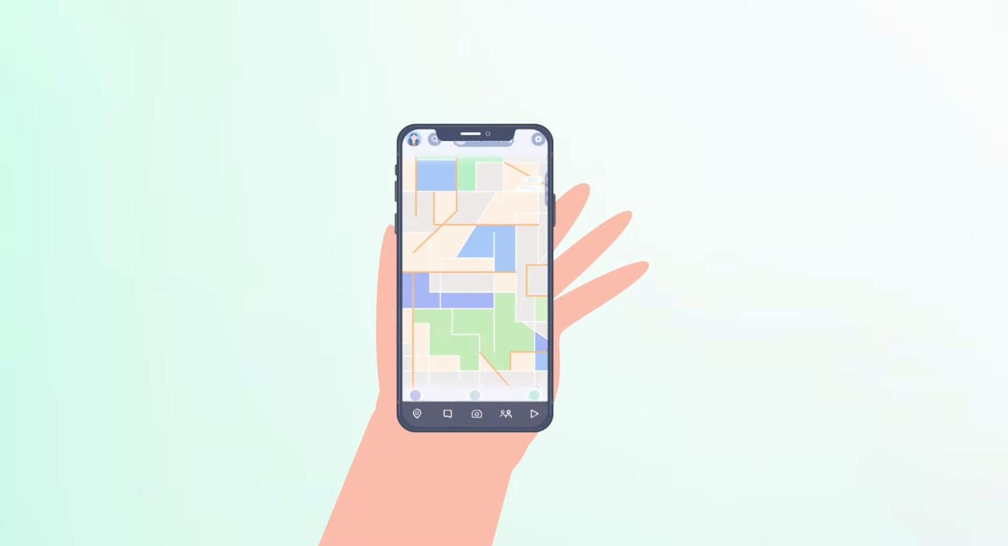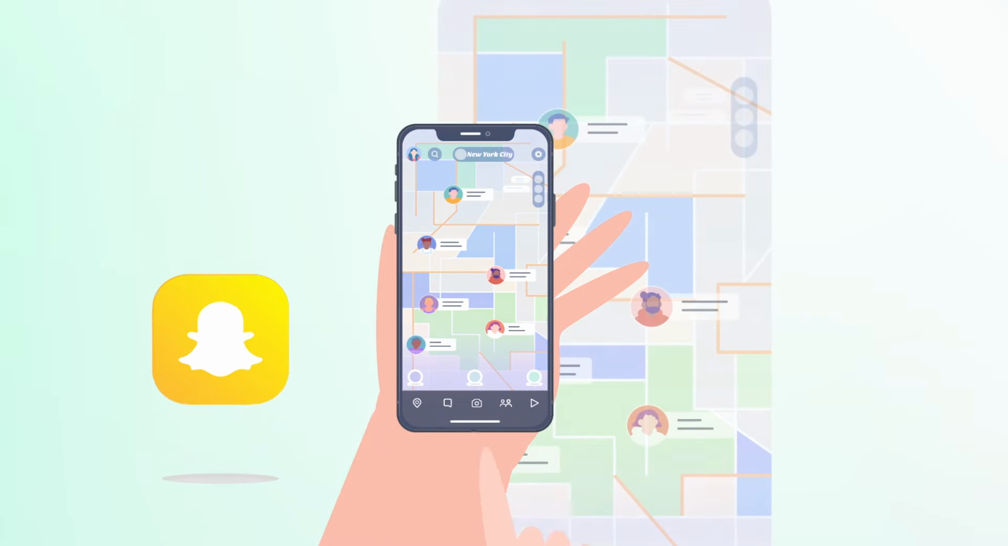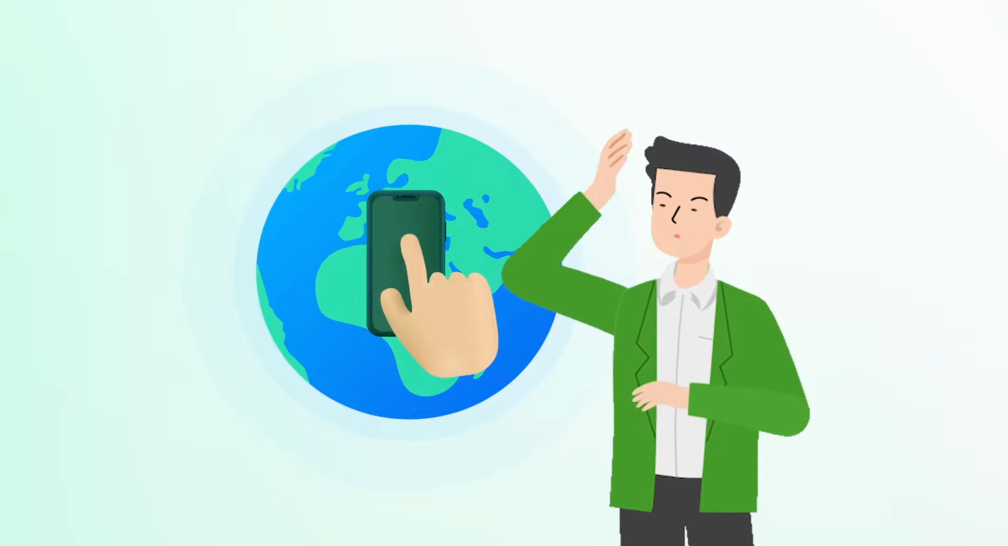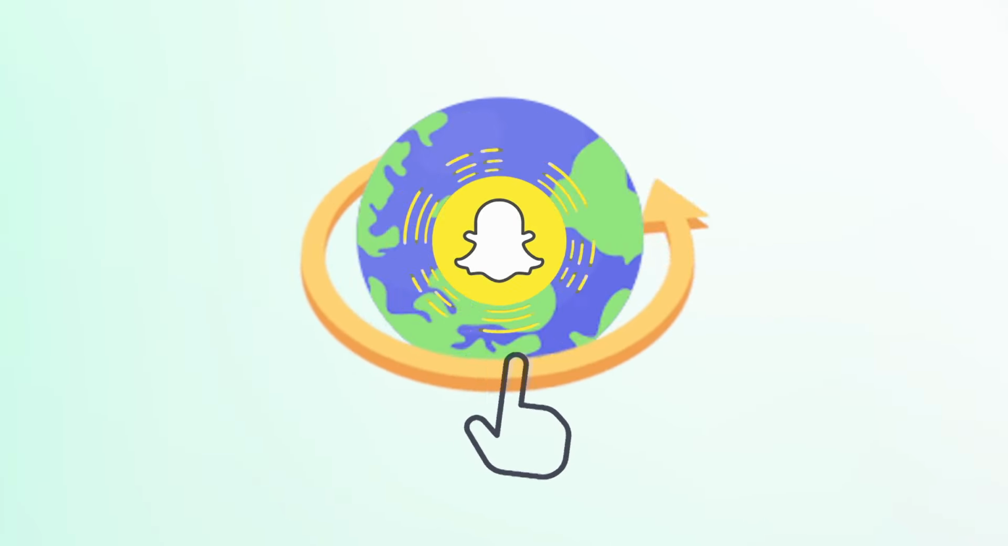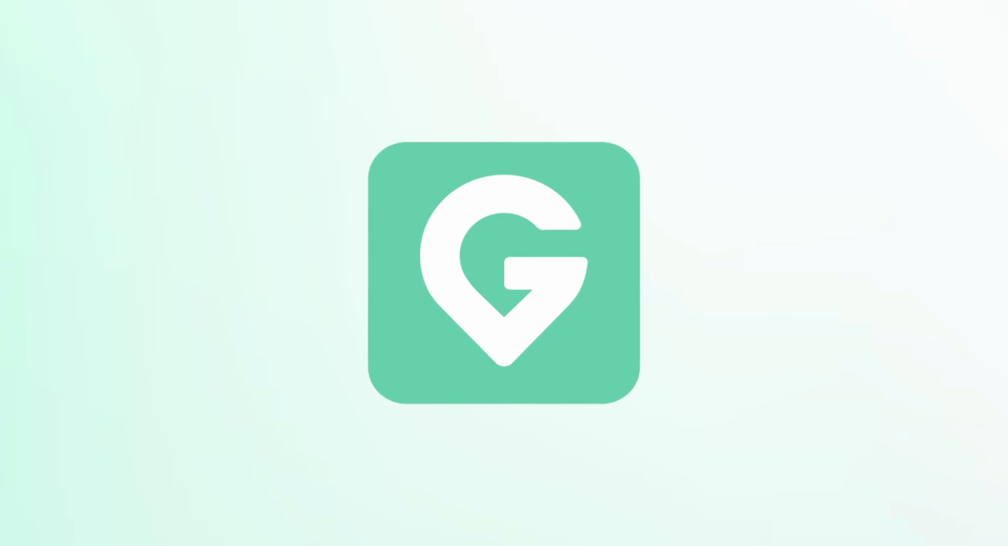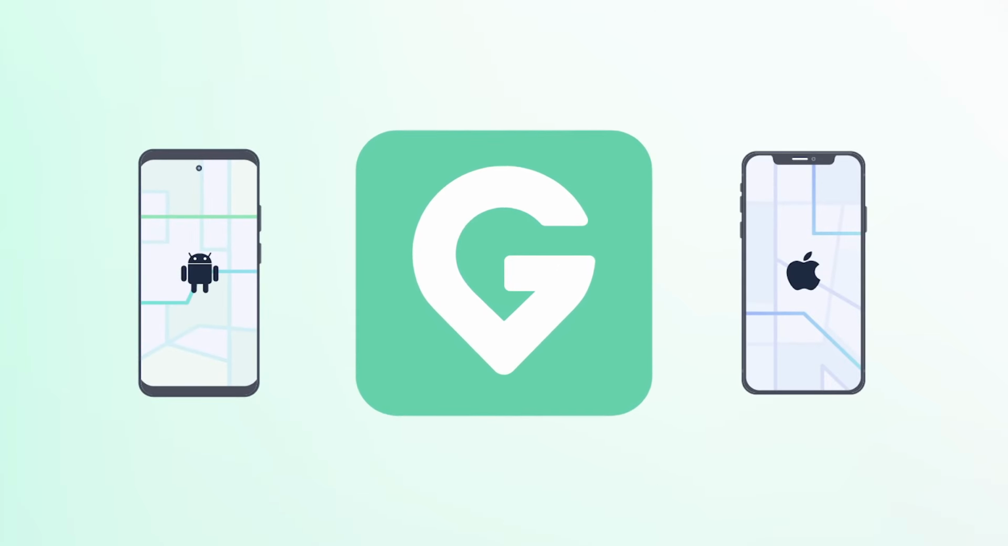It's fun to share location with friends on Snapchat. What if we don't want our friends to see the real location? How to change your location on Snapchat. iMoveGo is the best location change tool for both iOS and Android.